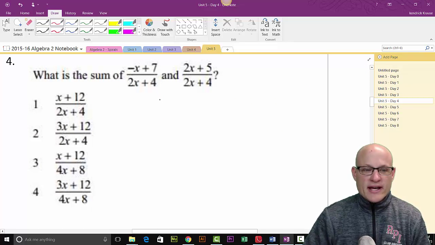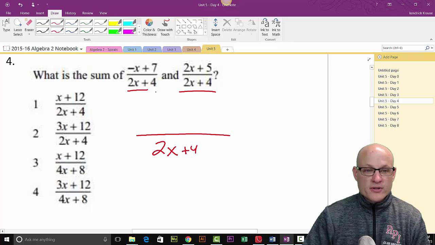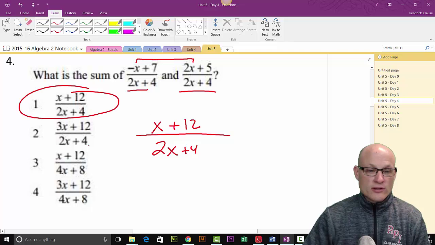So here I already have a common denominator. My common denominator is 2x plus 4. So all I have to do is keep the denominator and add the numerators. Well, negative x and 2x make x. And then 7 and 5 makes 12. Wow, that was really simple.